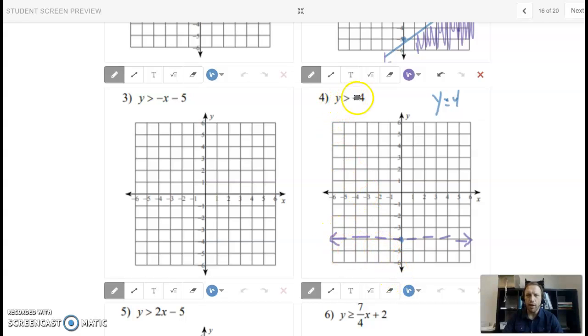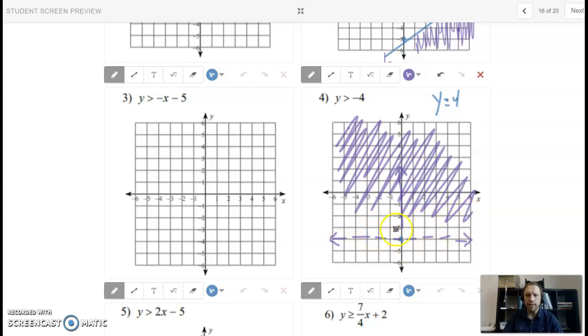Now it says y is greater than this, so all the values above -4 are greater than. So we shade this region. We have the dotted line that says that is not part of our solution. The solution could be any point above that horizontal line.